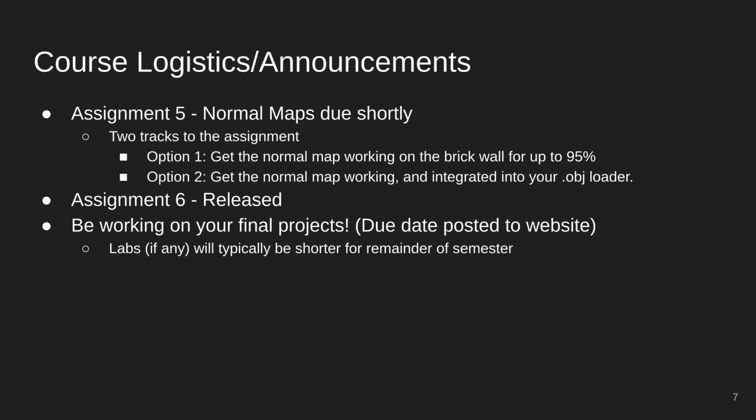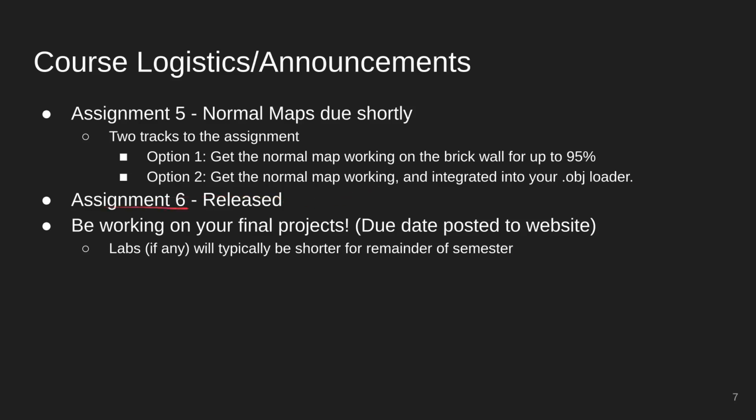Okay, so just some logistics. Assignment number 5 is due shortly. Again, there's 2 tracks for this assignment. Option 1, just getting the brick wall working. That's just working on the shader for up to 95%. And for those who go above and beyond, integrating the normal mapping into your object loader. Now, the normal map, you'll know if it's working if it looks really good on the brick wall. On the object models, you'll know it's working if the texture is a little bit shimmering, I suppose. The bump map isn't giving a lot of depth in the models provided, but you'll know it works if there's a little bit of specular highlights.